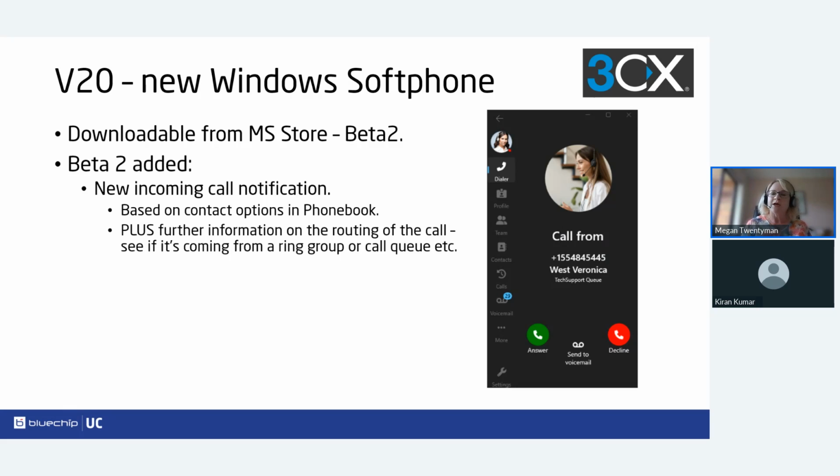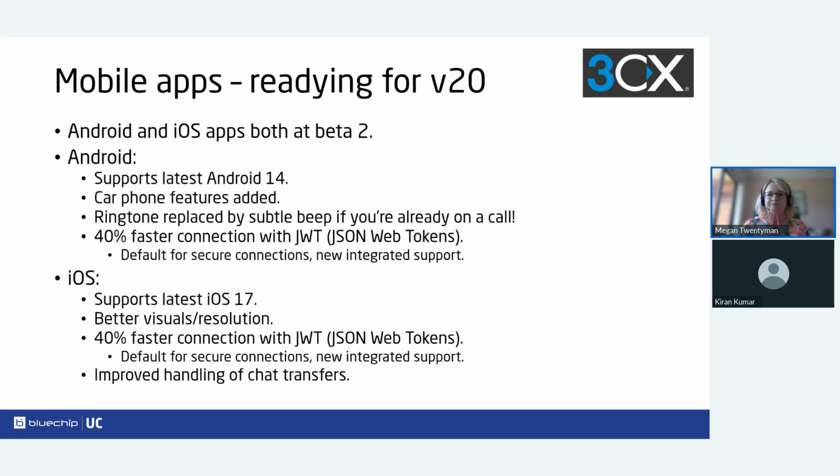So there's a new incoming call notification. Not sure if you can see that on your screen, but you'll see in this example that they've shared, you can see what queue that call is coming from. So information based on the contacts in the phone book, plus the routing information of where it's coming from, whether it's a ring group or a call queue and that type of stuff. And that, of course, in turn will also lead to that better reporting, because we're already seeing that on the interface for the calls. So good to see that information, something that has been asked about for quite some time.